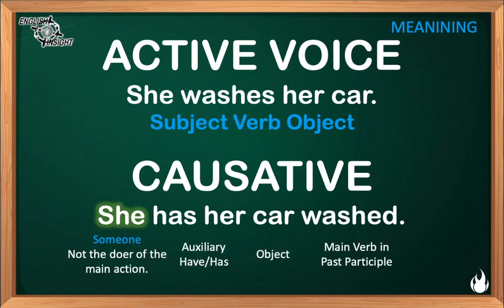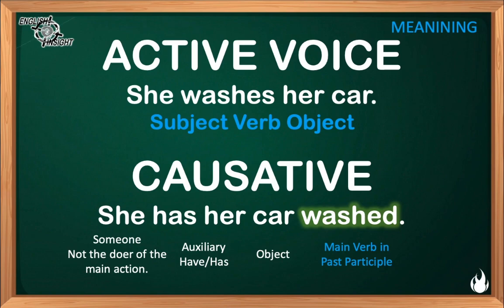First of all, we need someone, who is not the doer of the main action, but the beneficiary of the same action, the auxiliary have or has, then the object, physically and grammatically speaking, and the main verb conjugated in past participle. She has her car washed, which expresses the fact that someone else does the action and she receives the benefits of that action.